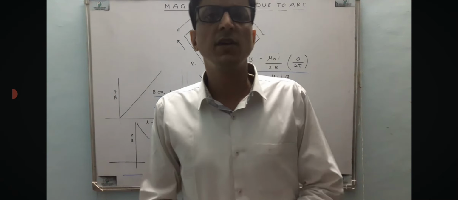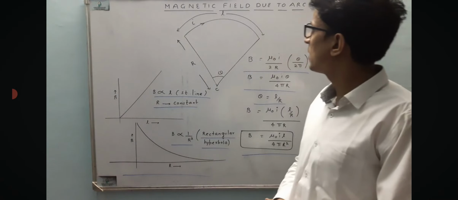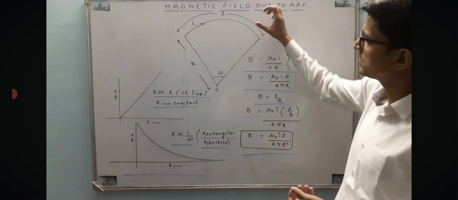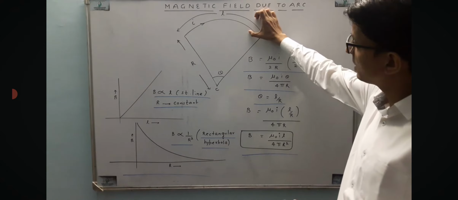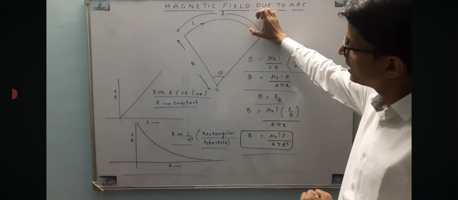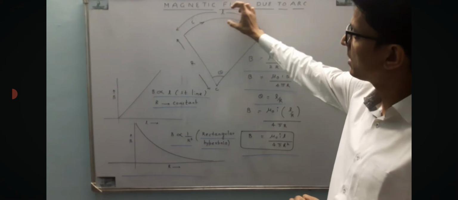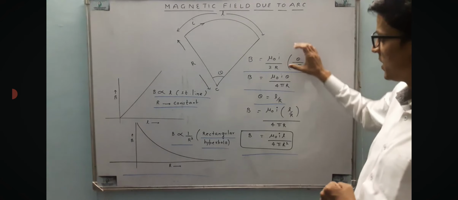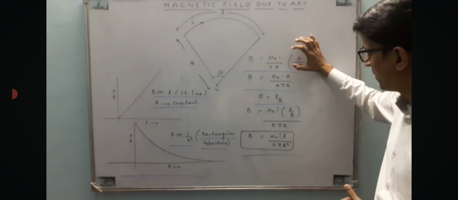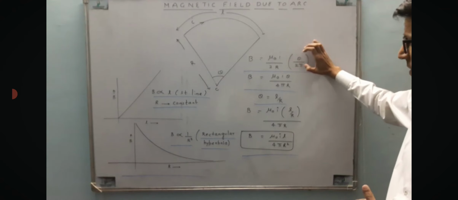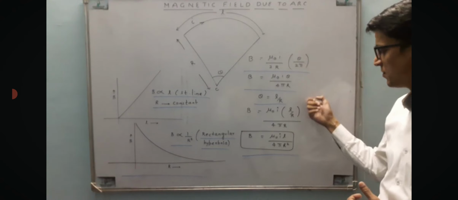Today we will discuss the magnetic field due to an arc of a circle. Suppose current I is flowing in an arc of a circle, and it subtends an angle theta at the center. Radius is capital R, length is L. So the magnetic field has a value mu naught I by 2 r times theta by 2 pi, and after solving this you get this result.